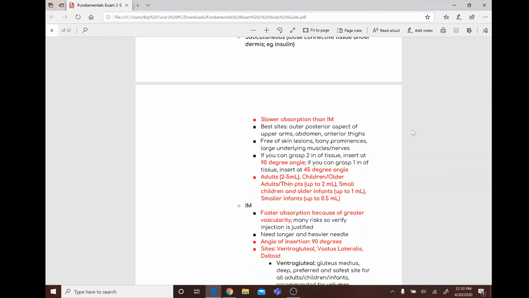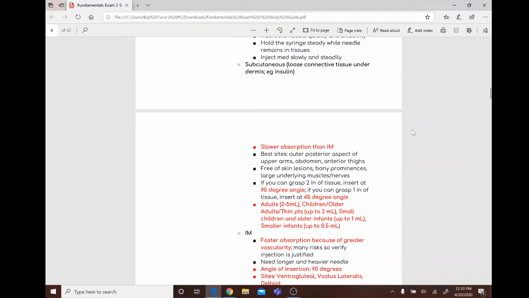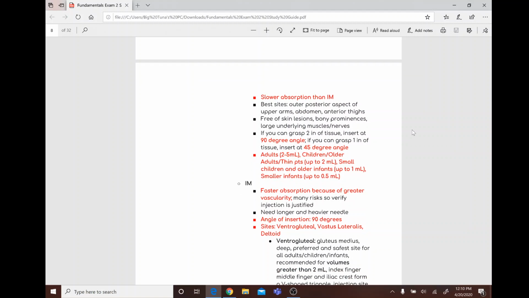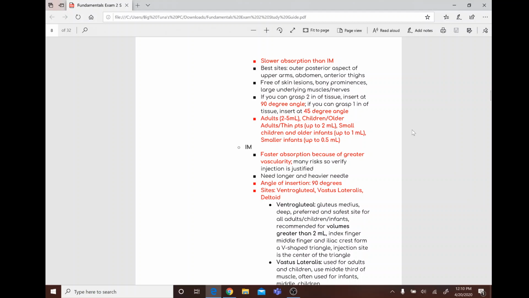Alright, what angle are we going to insert at if we can grab 2 inches of tissue? 90 degrees, and if 1 inch, 45 degrees. How much are we going to inject for a sub-Q for an adult? 2 to 5 milliliters. For children or older adults, thin patient, 2 milliliters. For small children and older infants, up to 1, and for smaller infants, 0.5. Alright.